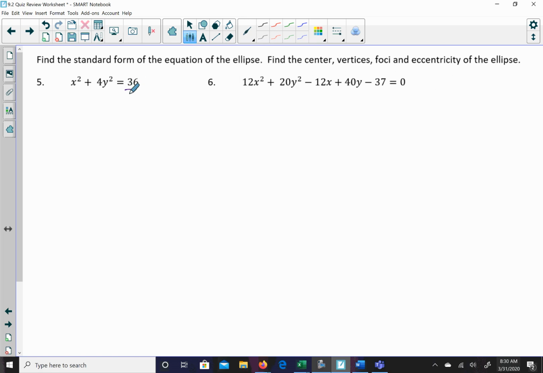So I'm going to divide everything by 36. And when I do that, I end up with x squared over 36 plus y squared over 9 is equal to 1. My center is at the origin because I'm not subtracting anything from the x to the y. My vertices, so let's do the major first.